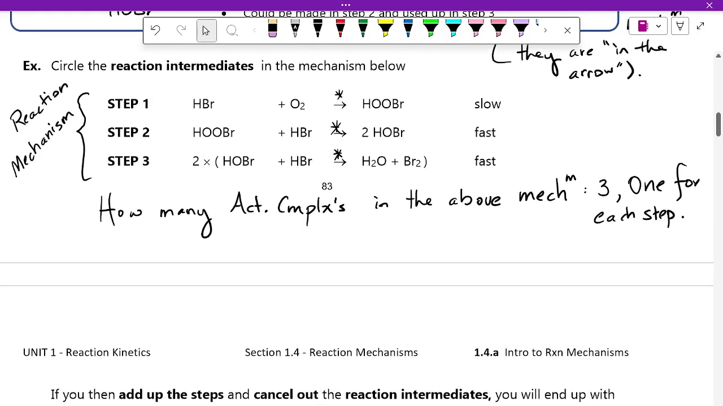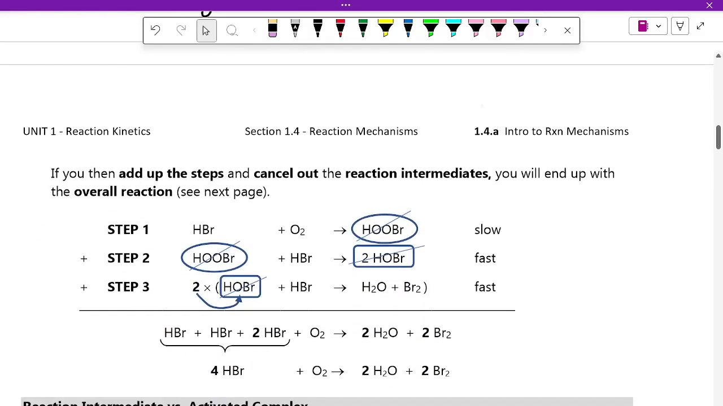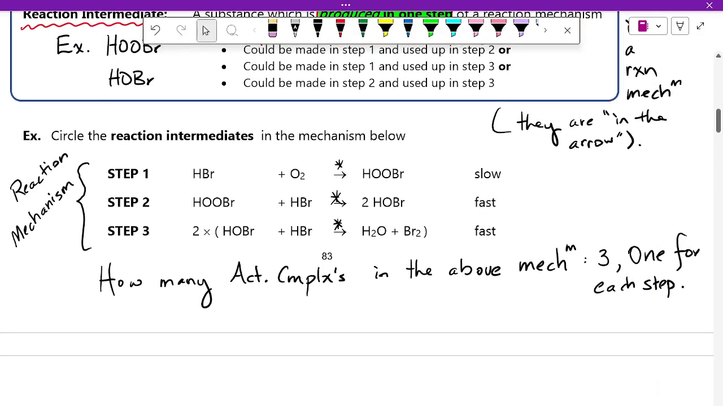Oh, for this? You will usually be either given the steps of a mechanism and asked to find the overall reaction, or you'll be given two steps of a reaction, the overall reaction, and asked to find the third step. Don't worry, I'm going to teach you how to do that. It's just like math.